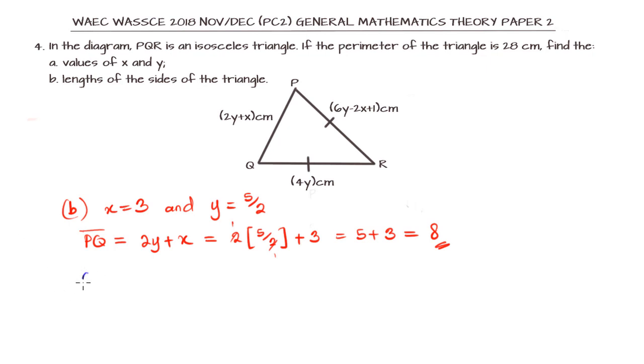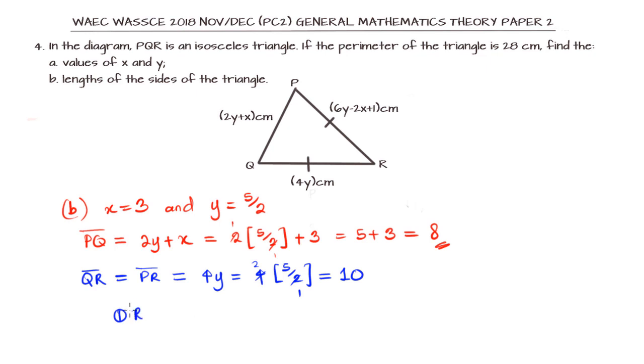Then, recall that we are told that our triangle is an isosceles triangle. So the side QR and the side PR are equal, and we can use the equation for any one of them. We can say 4y, and that will be 4 multiplied by 5 over 2. 2 cuts 4 to be 2. So we have 2 times 5, which is 10 centimeters.